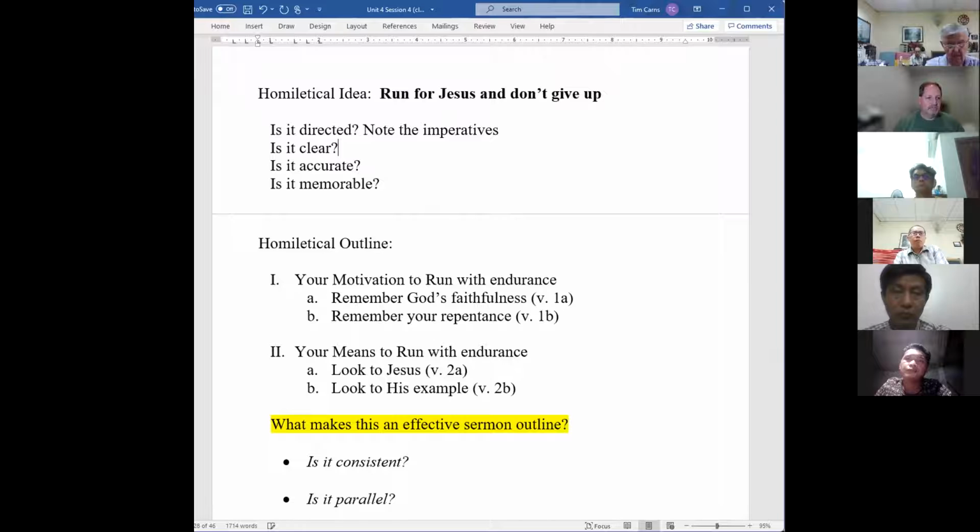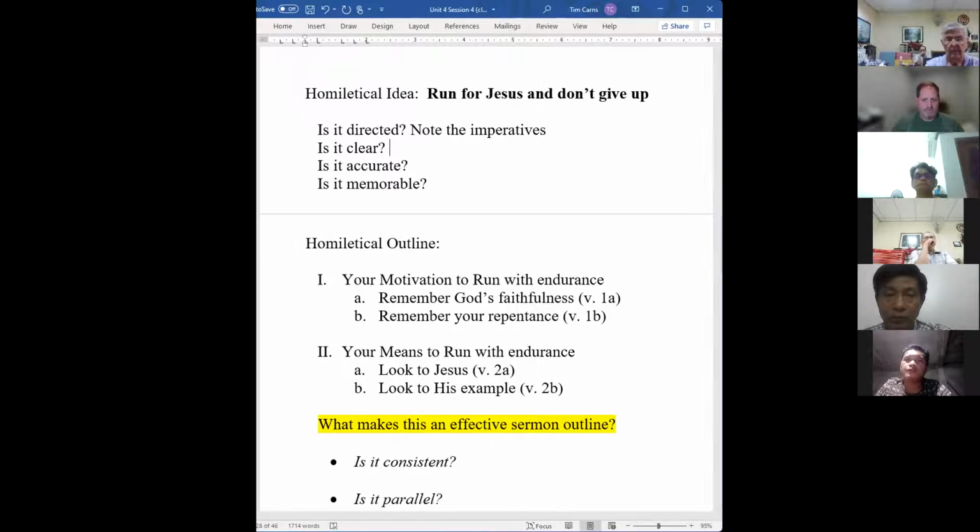All right. Is it clear? Well, based upon this passage, I mean, is it clearly connected to the text? This idea of run with endurance. Let's see, let me actually do this.